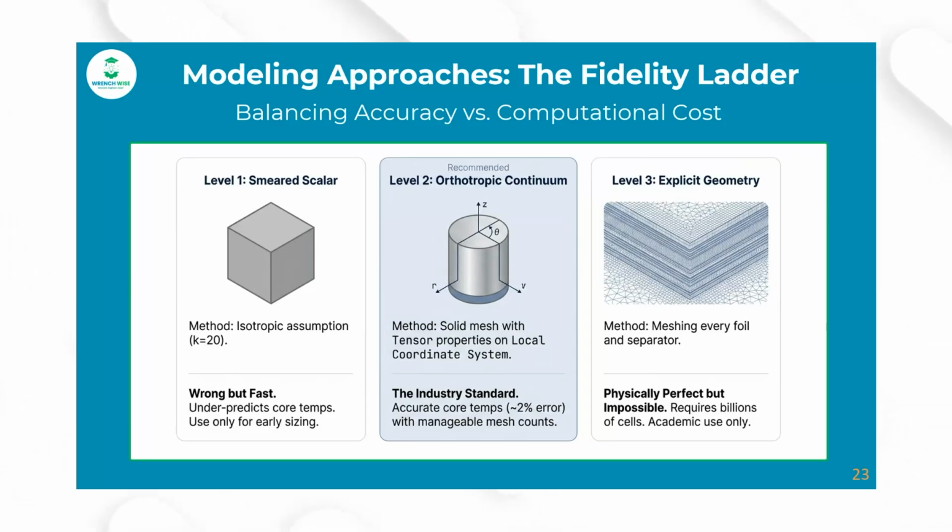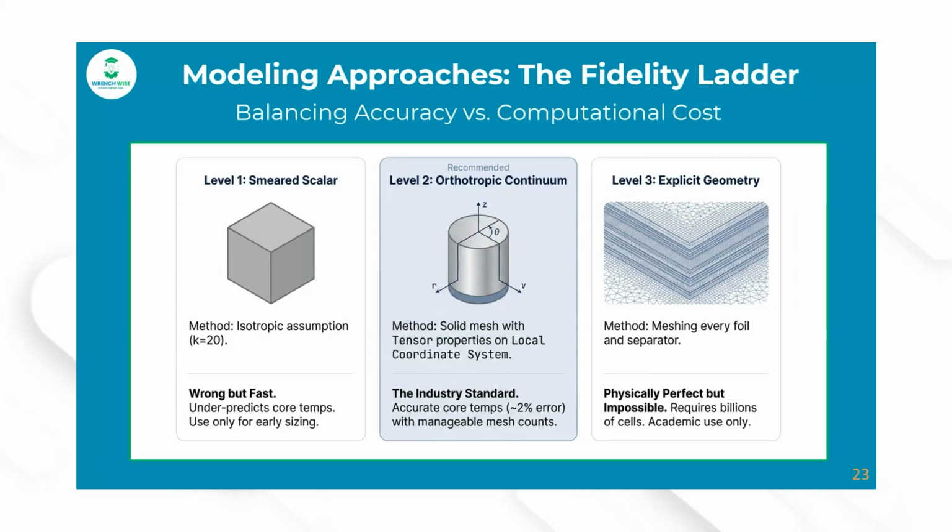Level 2, this is the orthotropic continuum. This is generally the recommended industrial standard here, and it is the sweet spot between level 1 and 3. By using the solid mesh combined with the tensor properties on a local coordinate system, we can achieve highly accurate core temperatures, often with as little as 2%, 3% error. This also keeps your mesh counts manageable for full pack simulations. This approach respects the internal highways and the walls without needing to model every microscopic layer, essentially.